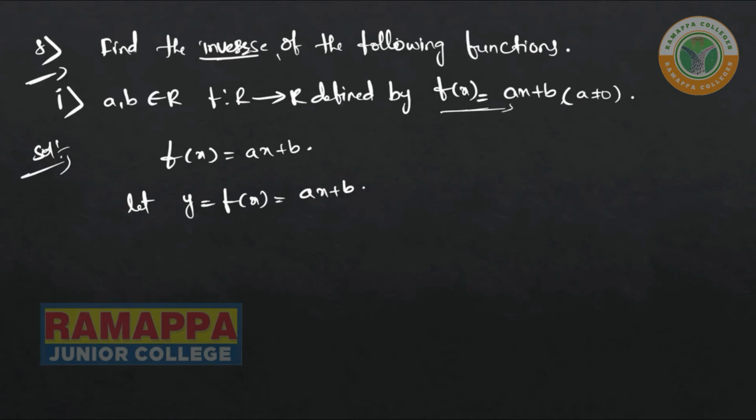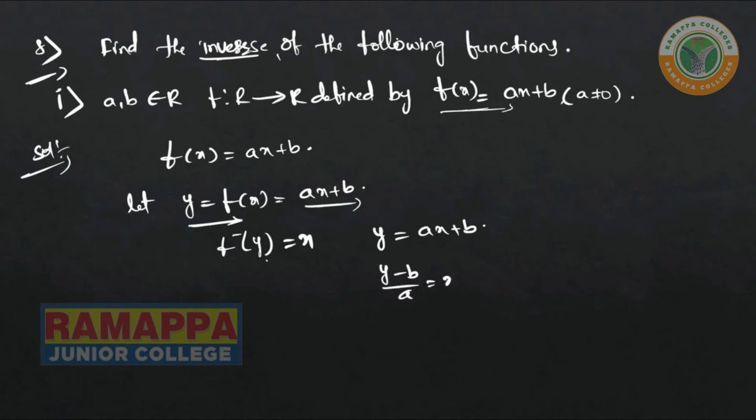From this I will write, considering these two, f inverse of y is equal to x, I will write. Okay, so it will become x is equal to f inverse of y, and y is equal to this one, so y is equal to ax plus b. So from this I will write x is equal to (y minus b) by a, is equal to x from this.